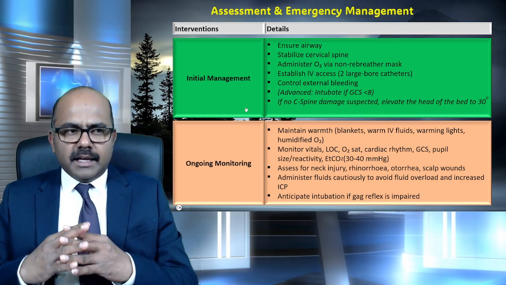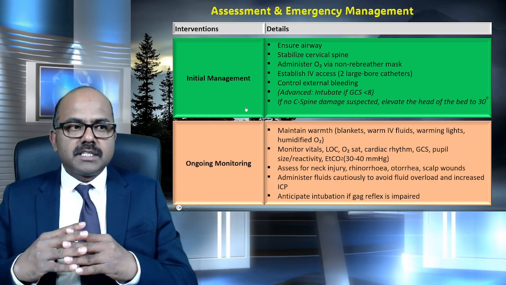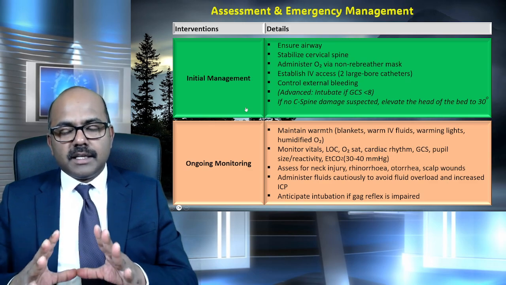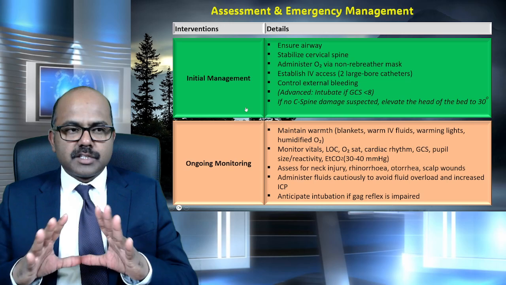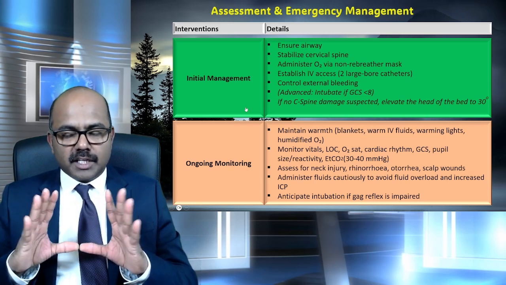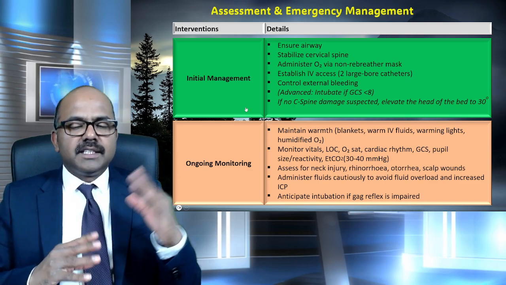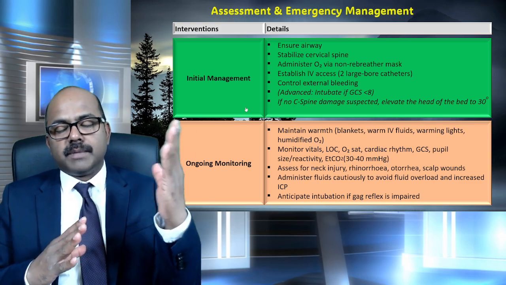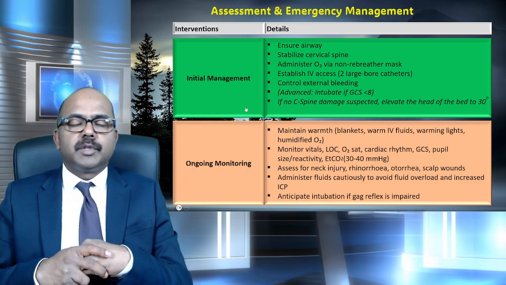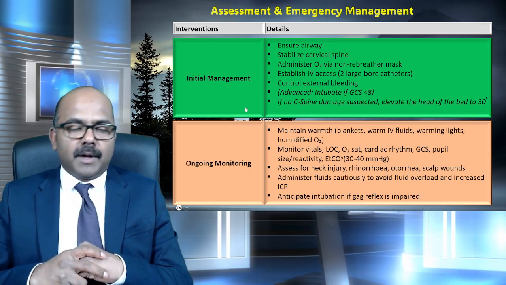And establish IV or IO access, two large bore IV cannulas indicated. And is there any scalp laceration bleeding? Control any external bleeding. And if no C-spine damage is suspected, elevate the head of the bed to 30 degrees, because that will improve the venous drainage and potentially reduce the intracranial pressure and cerebral edema.